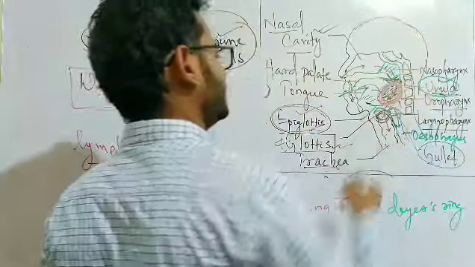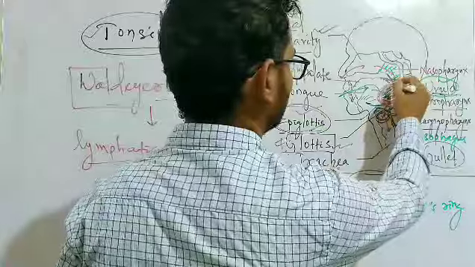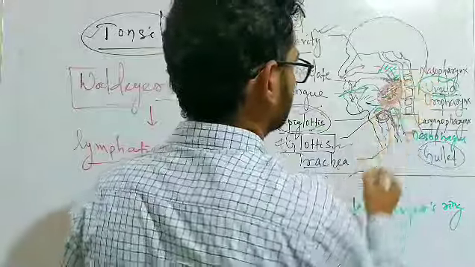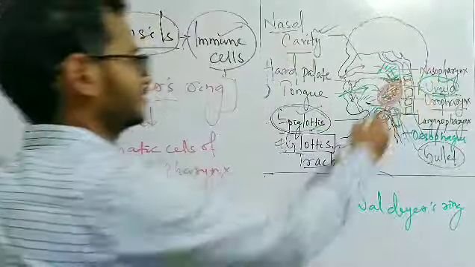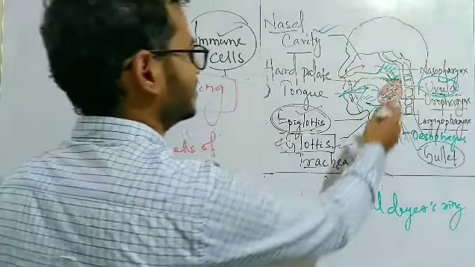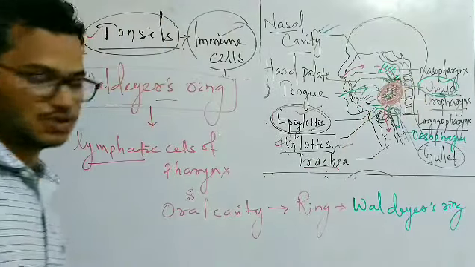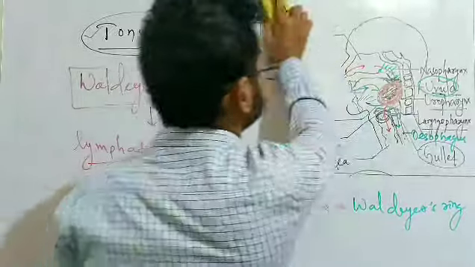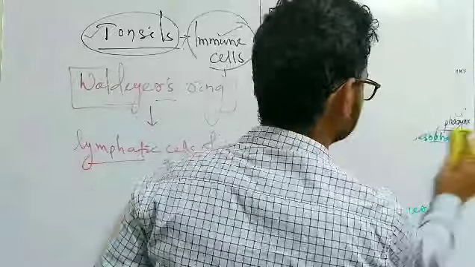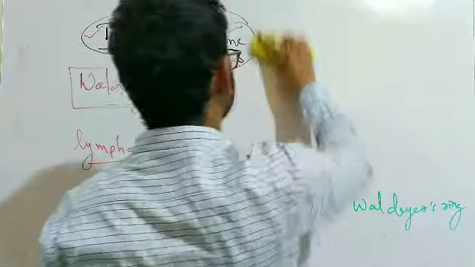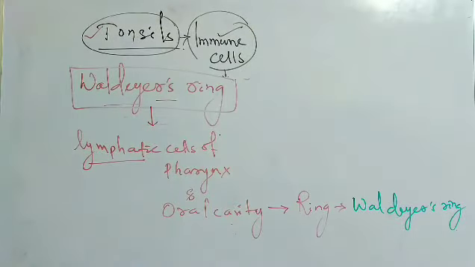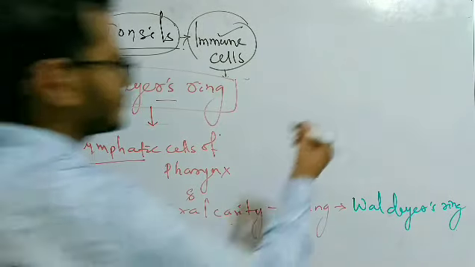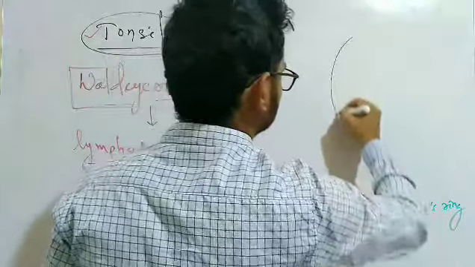So I will draw a diagram to show this ring and how the different types of tonsils, different types of lymphatic cells, are arranged in this region to form a ring-like structure. So let me erase this and draw the ring here to show you how the different types of tonsils are arranged. So look at this ring.